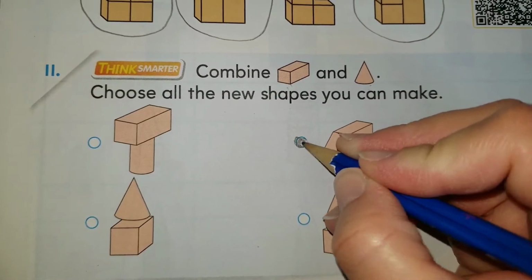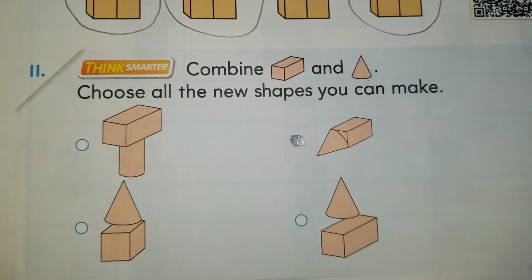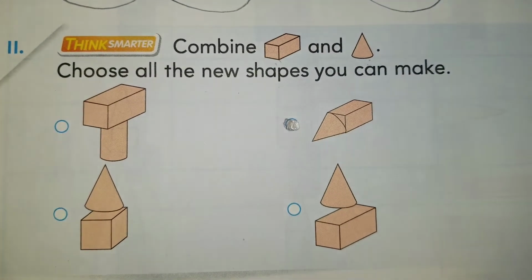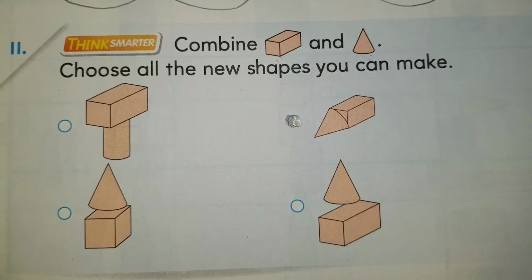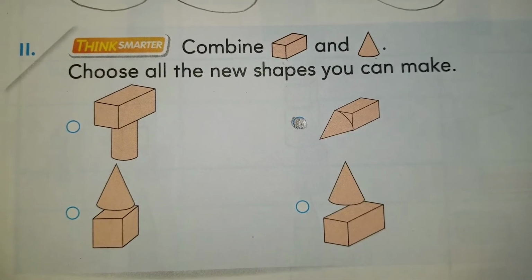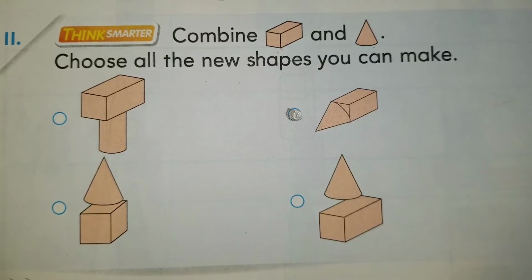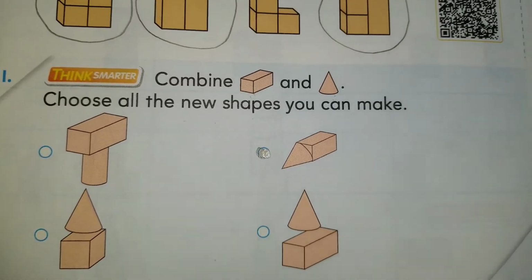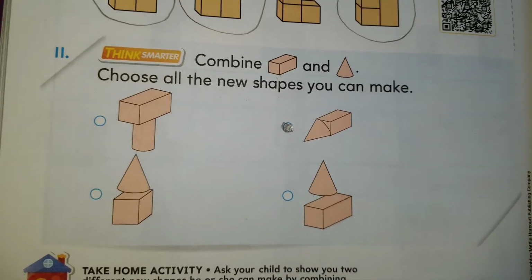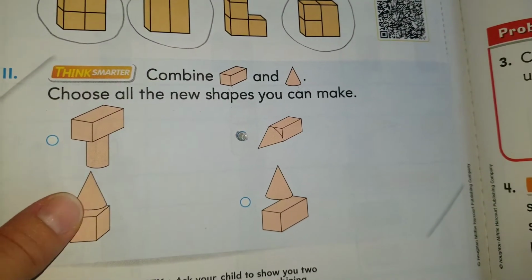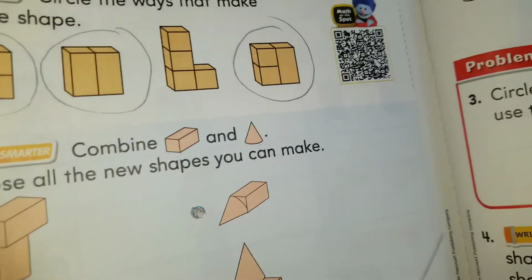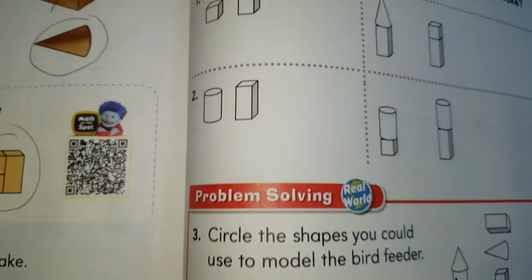Can you find the last one? There's one more shape that you will get by combining a cone and a rectangular prism. All right, so it's your job to look for that one. And once you're done, you can unpause the video. There's one more. Don't forget, there's one more. Hay uno más. And then we're gonna move on to our homework.